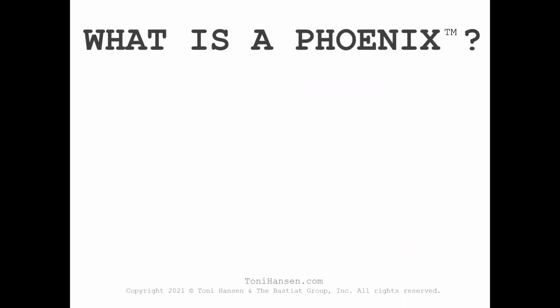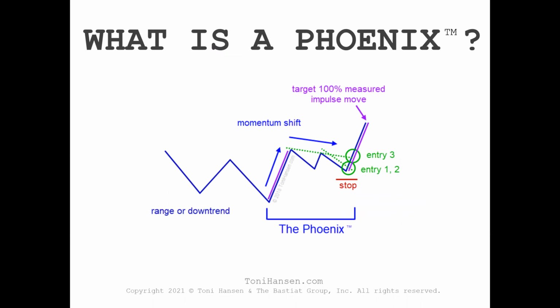So what is a Phoenix? Well, like I said, it's that first beginning continuation of a brand new trend. Let me grab my pen here. So what we're looking at is this can either be a trading range where we're looking at a breakout from the range, or we're looking at a downtrend and we're looking at a flip of that trend. So this is the core pattern, what it looks like.